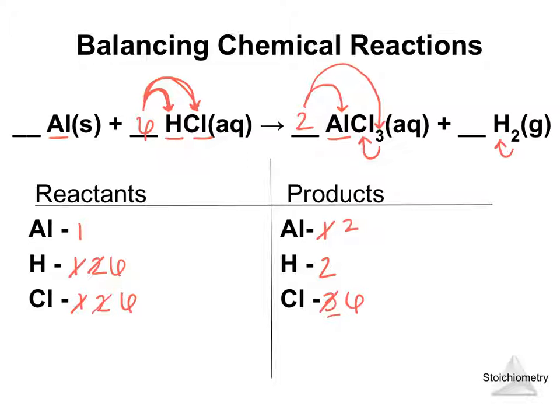So I'm going to go back to the top and kind of start over. Got 1 aluminum in the reactants, 2 in the products. So I'm going to take 1 times 2, put my 2 as my coefficient, and then I'm going to recount. Now I've got 2 aluminum, and I'm going to do the same thing with my hydrogen. I've got 6 in the reactants, 2 in the products, so 2 times 3. Put a 3 in front of my hydrogen, recount. 3 times 2 is 6, and I'm balanced. So sometimes there's a little bit of back and forth to these. Okay, let's do another one.